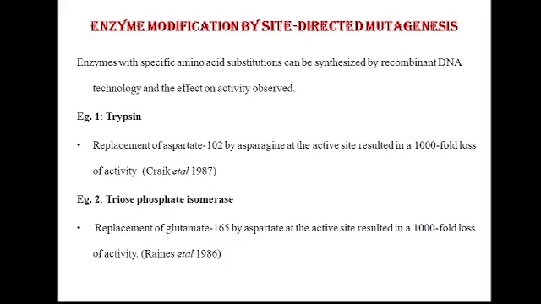So students, I hope and I am very sure that you have understood all the three methods of mapping the amino acids that are present at the active site of the enzyme that we have studied today, namely enzyme modification by using chemicals, enzyme modification by using proteases, and enzyme modification by site-directed mutagenesis.